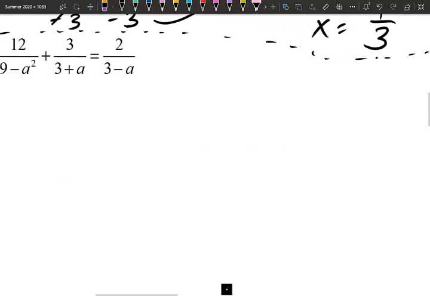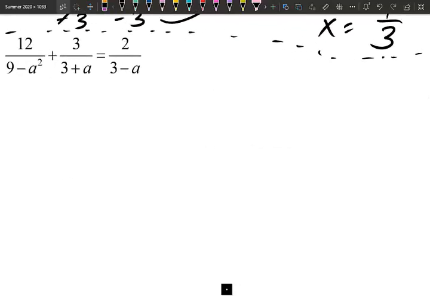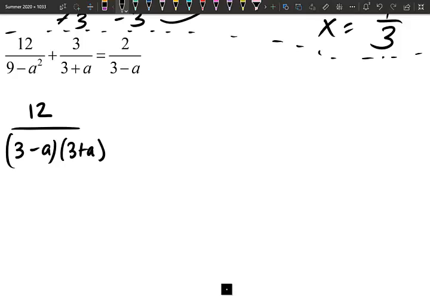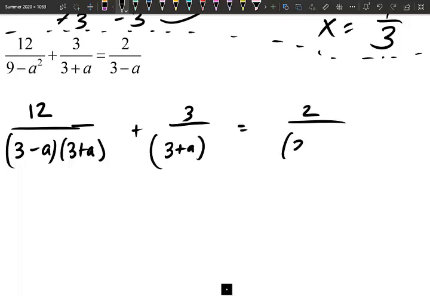All right, let's keep it going. All right, our favorite F word, fractions and factoring. So let's factor 12. Really can't factor just 12. We can factor the bottom, though, because that's a difference of squares. It'd be 3 minus a, 3 plus a, plus 3. 3 plus a is just 3 plus a. And then equals 2 over 3 minus a. So we just leave that because it's 3 minus a.